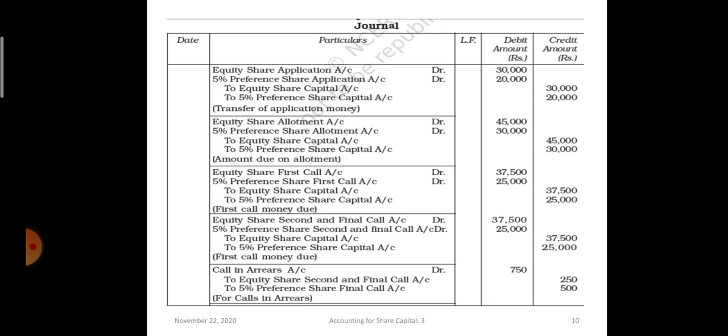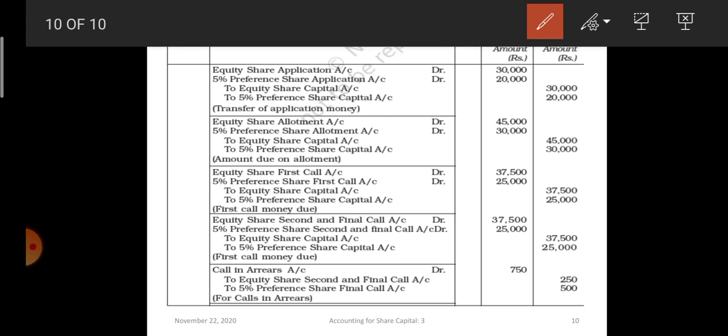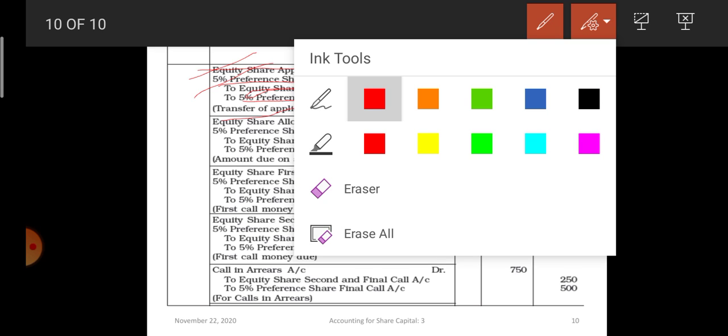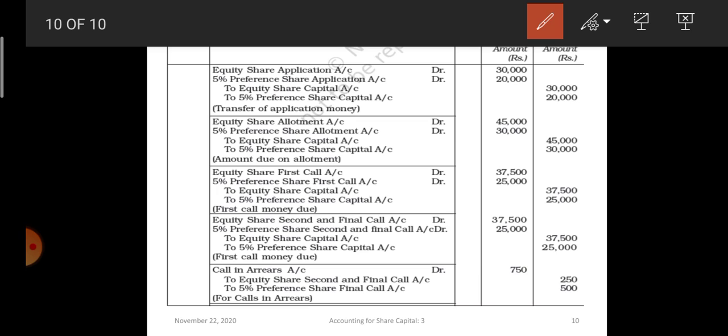Now the second entry will be passed when the application money received on equity shares and preference shares will be transferred to equity share capital and preference share capital. Equity share application 30,000 is transferred to equity share capital. Similarly, the preference share application is transferred to preference share capital. Okay, second entry.